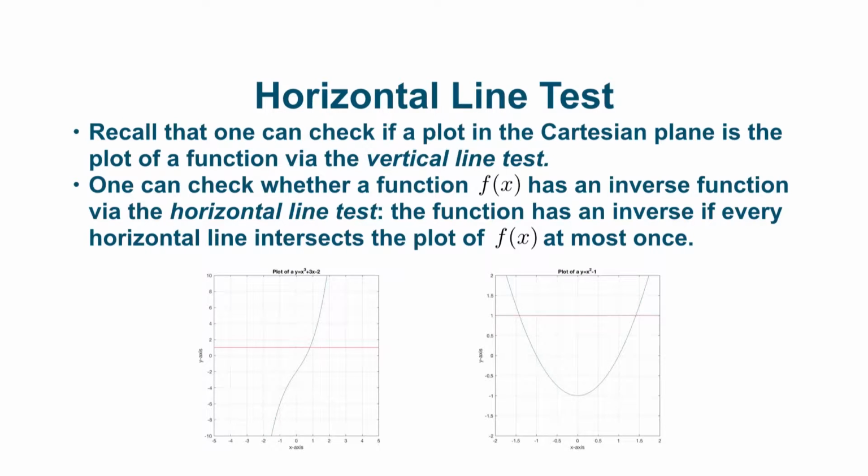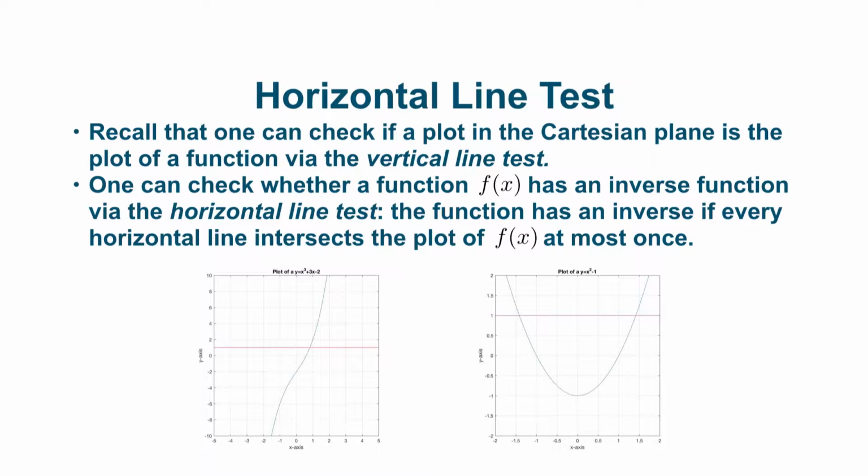So what about this check to determine inverse functions? Recall that we can check if a mathematical relationship is a function via the vertical line test. So I take a plot of the mathematical relationship and then draw vertical lines. As long as these lines only intersect the function one time, it's a function. Now, to check if a function has an inverse function, I do what's called the horizontal line test. So I draw horizontal lines, and I ask the question, is it the case that every horizontal line intersects the function at most one time? If it does, then it has an inverse. If it doesn't, then it doesn't.